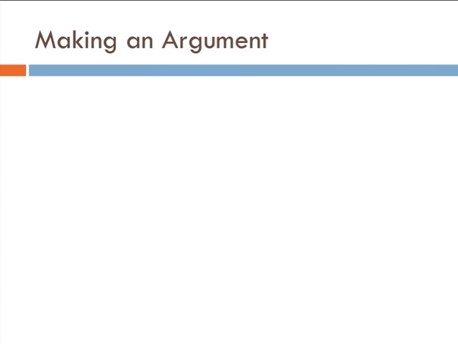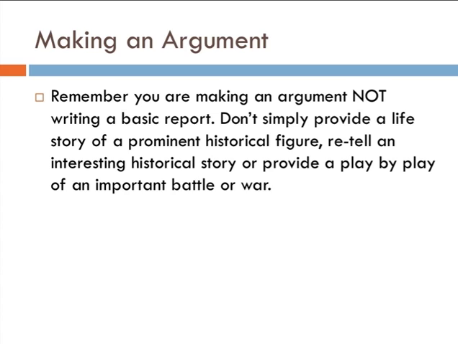There we go. First off, you need to know that in college level writing, you are making an argument. All right. Maybe the first place to start is what you are not doing. You are not writing a report. Don't simply provide a life story, a biography. Don't tell me where Washington was born and where Abraham Lincoln went to school. Don't give me a laundry list or biography. Don't retell an interesting historical story. And don't provide a play-by-play of an important battle or war.